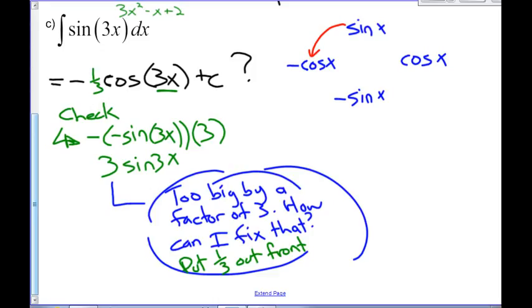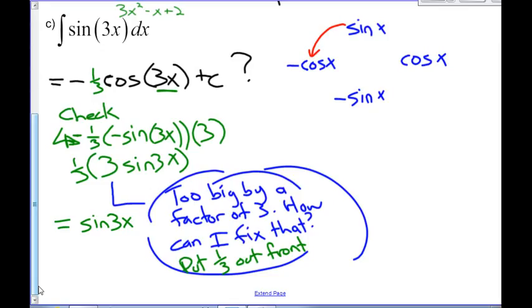And let's see what happens. If I check now, I'd have negative 1/3 times negative sine 3x times 3. Or I'd have positive, rather, when I'm through, 1/3 times 3 sine 3x, or just sine 3x. It works out when we differentiate.